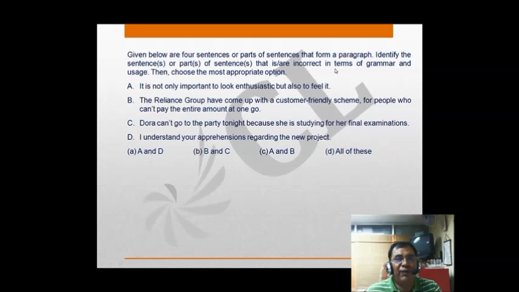Now, grammar. If it is one line, I go for it. If it is two lines, I don't go for it. It is not only important to look, I do not like the sound. It is not only to look, I think not only is garbled. It is important not only to look at it but also to feel it. The Reliance Group has, it should be has. Okay, so A and B, all of these. Dora can't go to the party tonight because she is studying for a final. This is perfectly correct. So therefore, the answer will be A and B. I did not even need to understand D.